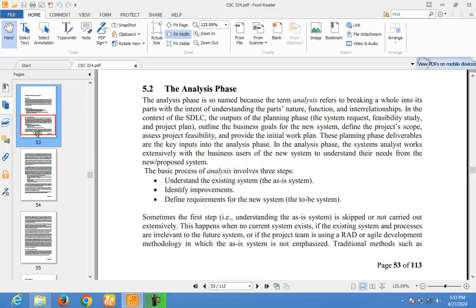You need to understand the existing system as it is at the moment, and then identify improvements that are essential, and then you define the requirements for the improvement you want to make, that you are planning to make the system become.